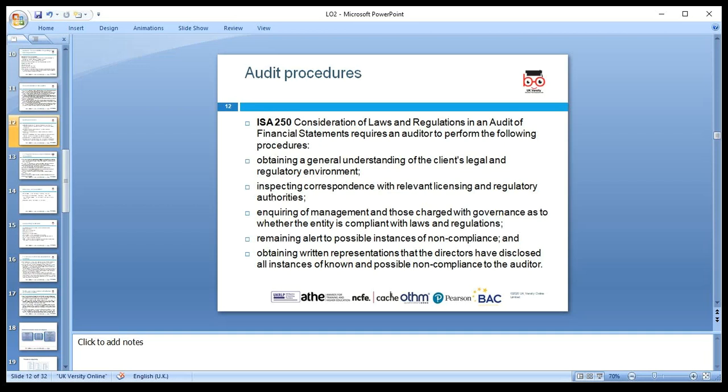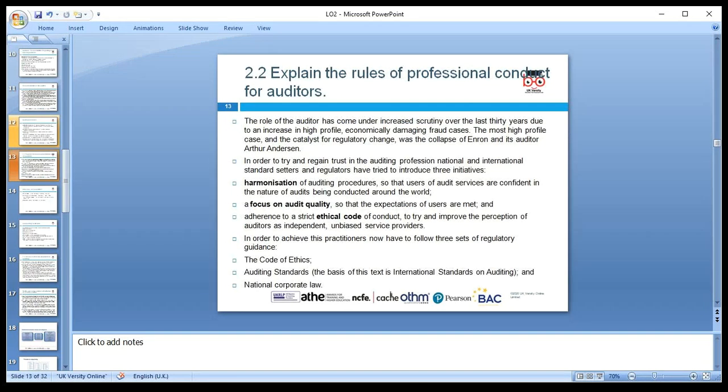Inspect the correspondence with the relevant licensing and regulatory authorities. Ensure the management and those charged with governance of the entity are compliant with the law, that they follow the law. Be alert to possible instances of non-compliance, and obtain written representation from the directors.